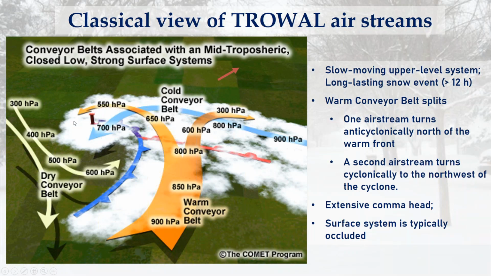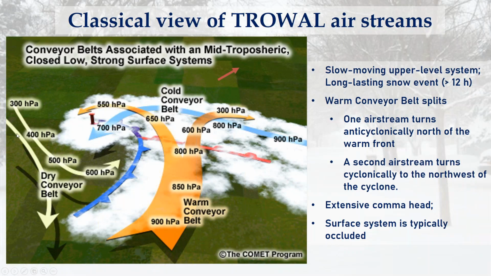Initially, when Carlson came up with his conceptual model, he argued that most of this area was due to the cold conveyor belt, but subsequent work by Dave Schultz and Jim Moore showed that there was a cold conveyor belt, but the precipitation moisture actually came from the warm conveyor belt being wrapped cyclonically around the low.